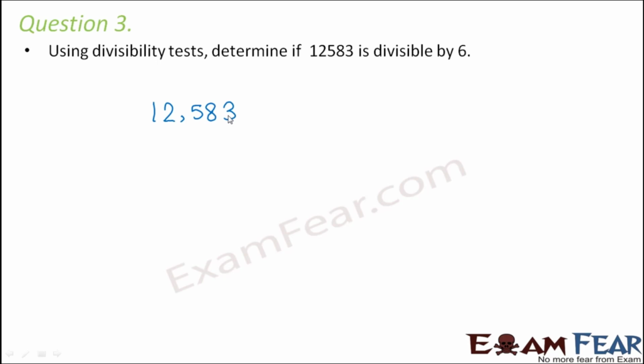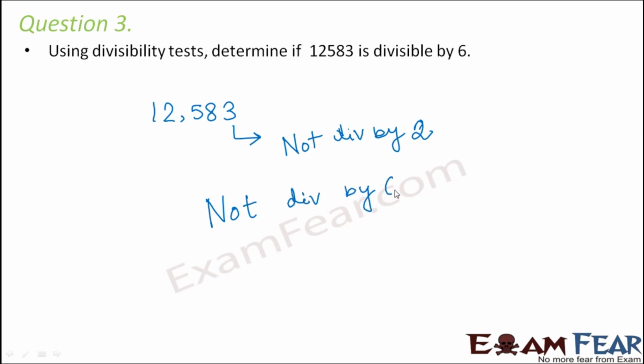In order to be divisible by 2, the units place digit has to be 0, 2, 4, 6 or 8, which is not true in this case. Therefore, this number is not divisible by 2. Now since this number is not divisible by 2, there is no point checking its divisibility by 3, because in order to be divisible by 6, it has to be divisible by both 2 and 3. So we can directly say that the number will not be divisible by 6.